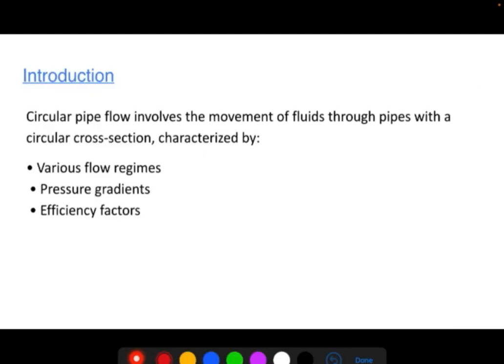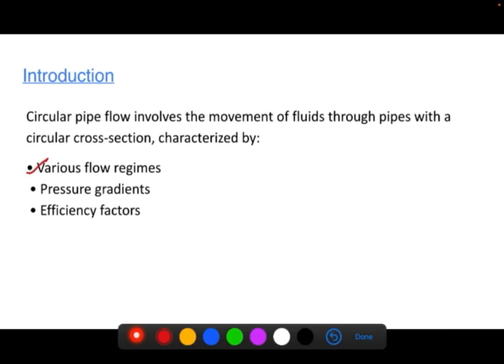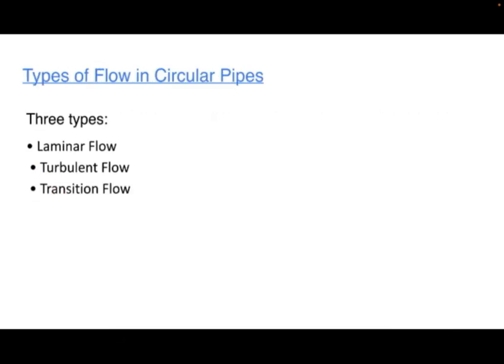Introduction. Circular pipe flows involve the movement of fluids through pipes with a circular cross section. It is characterized mainly by various flow regimes, pressure gradients, and efficiency factors. Types of flows in a circular pipe involve laminar flow, turbulent flow, and transition flow.